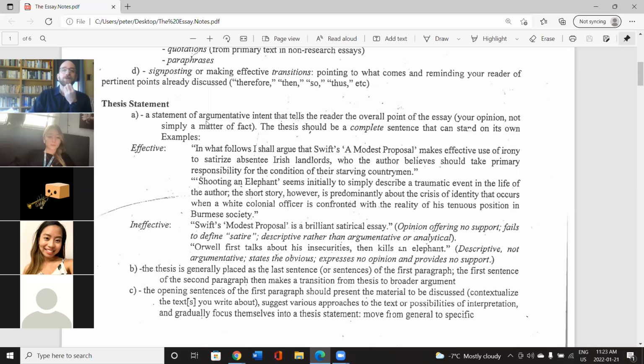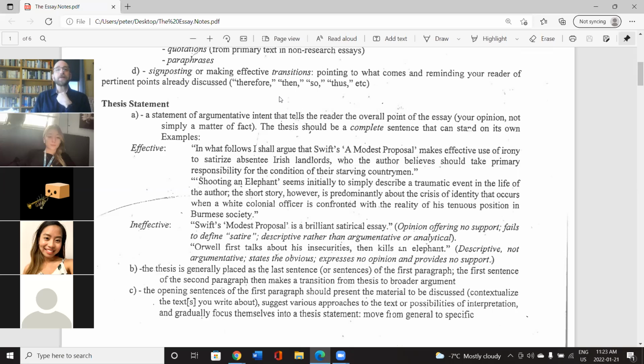And then when you go back and revise your thesis statement, you can take that out. But the question you need to ask yourself when you say, okay, here's what I want to argue about this text is, what is it? What position am I taking to this text and how will I argue it? That's what a thesis statement does. So it's a matter of opinion, a statement of argumentative intent that tells the reader, and that's me in this case, the overall point of your essay, your opinion, not simply a matter of fact.